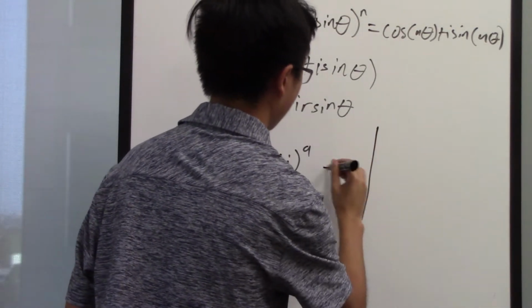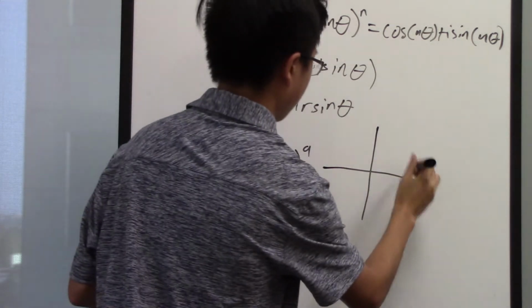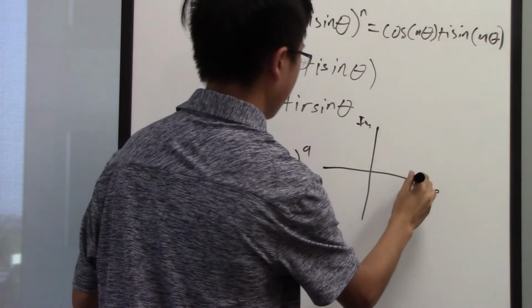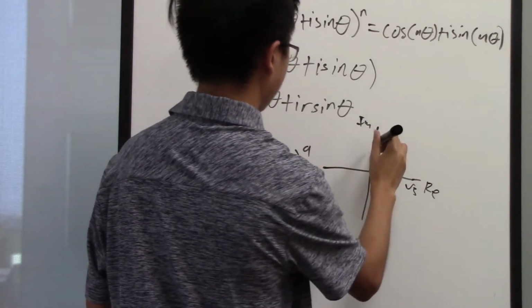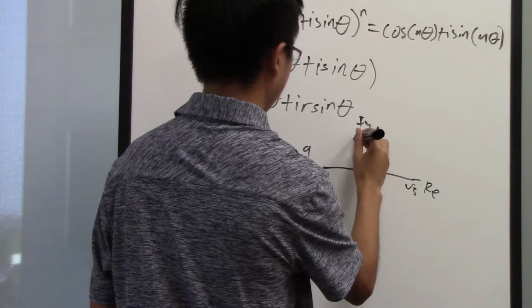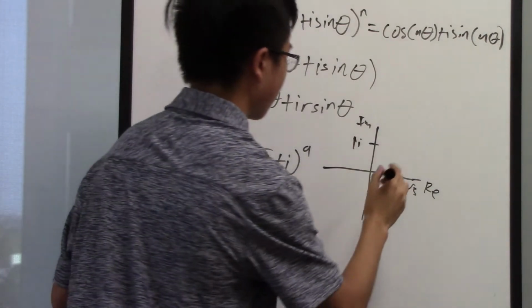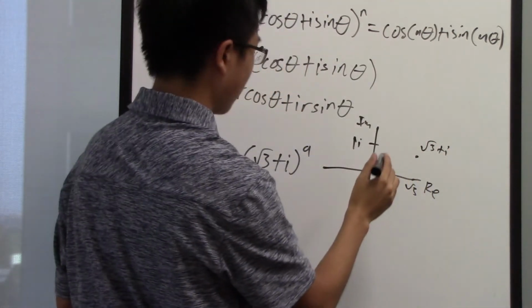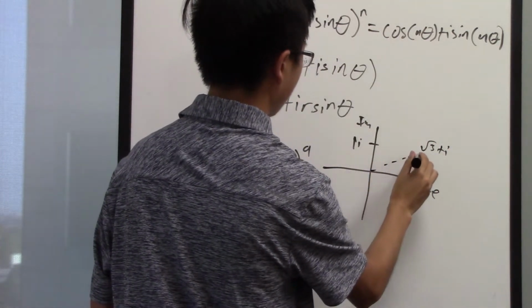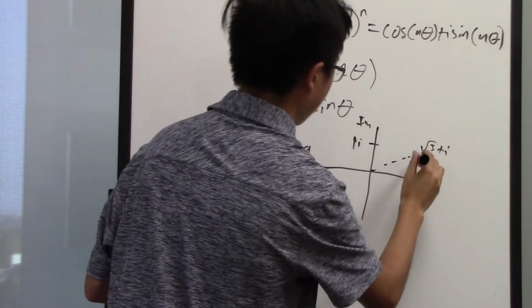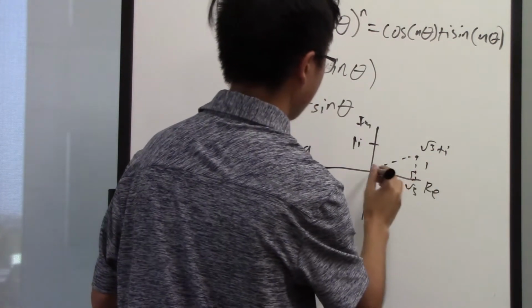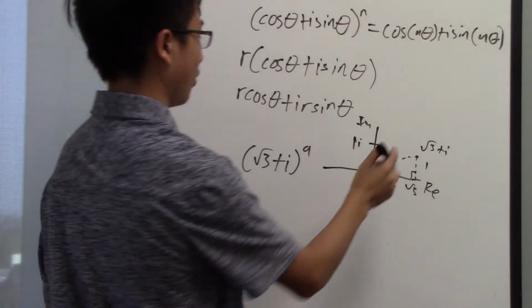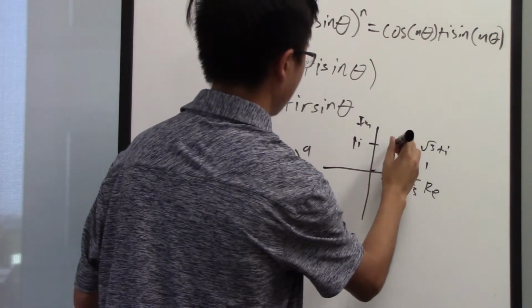If we graph this out, the x-coordinate is square root of 3, and the y-coordinate is 1. So this is the point square root of 3 plus i. We can actually just draw a little right triangle here. And this side would be 1, and this side would be square root of 3. And so we can use the Pythagorean theorem to find the hypotenuse. So this would be 2.